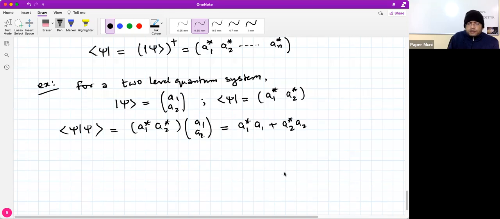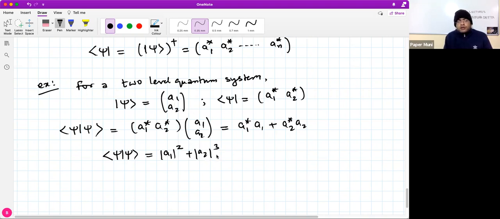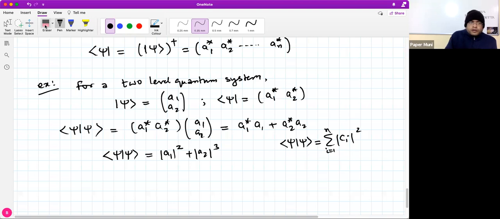This is basically the inner product, which we have already seen, which gives you a1 mod square plus a2 mod square. You can see that this is similar to what we have done: if you remember, it was the sum of ci mod square, i going from 1 to n. It's the same term. So you can understand that this a1 and a2 are the probability amplitudes.